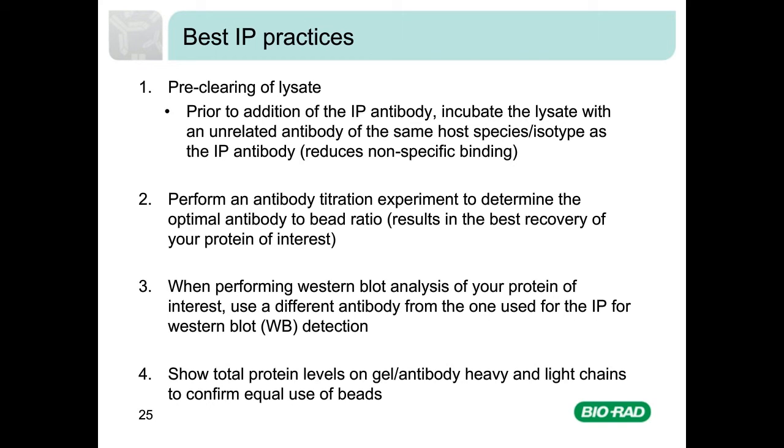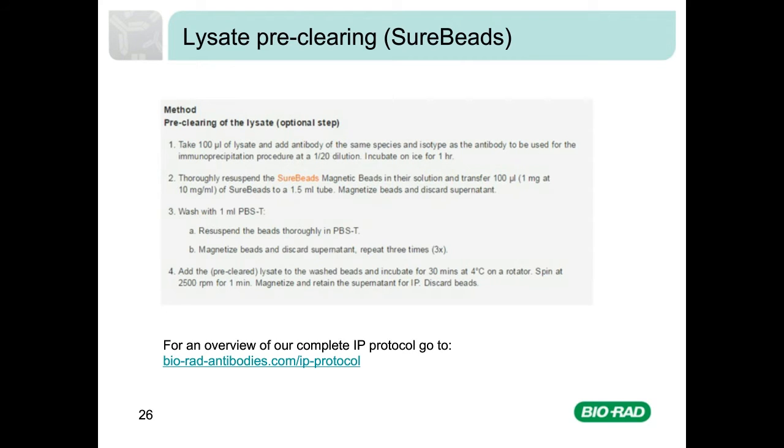A pre-clearing step, such as the one outlined in the displayed screenshot of our IP protocol webpage, involves the addition of an irrelevant antibody of the same isotype as the IP antibody to the lysate prior to the addition of the IP antibody. The lysate, which has been incubated with the irrelevant antibody, is then incubated with protein A or protein G beads, depending on the isotype.